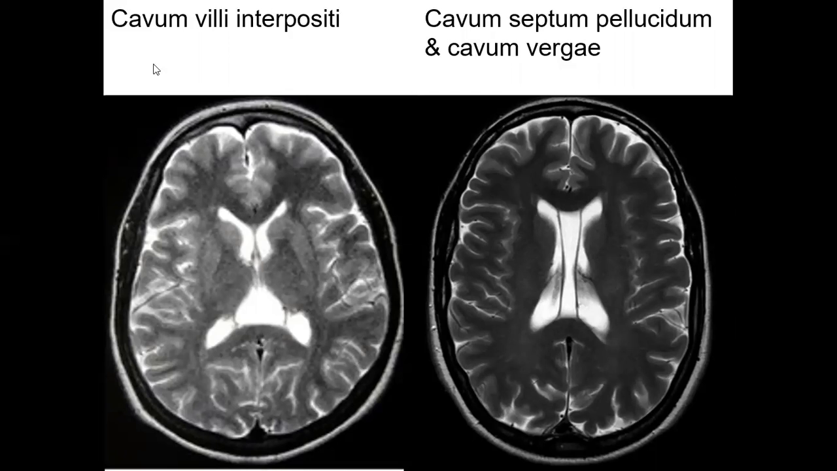The difference between cavum velum interpositum and cavum septum pellucidum and cavum vergae: cavum velum interpositum is triangular in shape, while cavum septum pellucidum and cavum vergae are flask shaped.